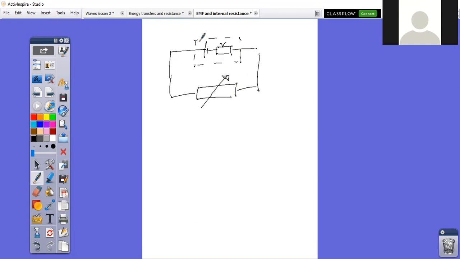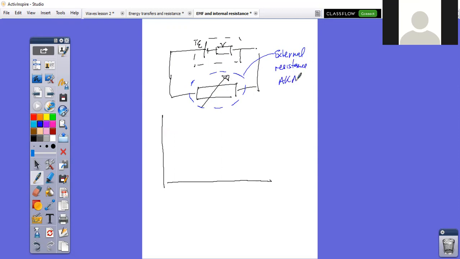So that's little r, E, and this here is a variable resistor. And we try to plot a graph looking at, so this here, by the way, is my external resistor, also sometimes known as your load, aka load.